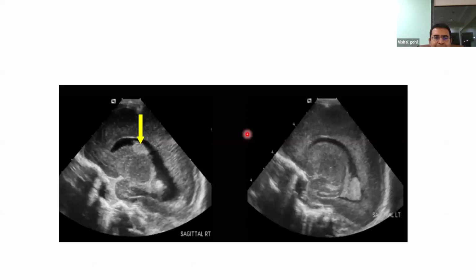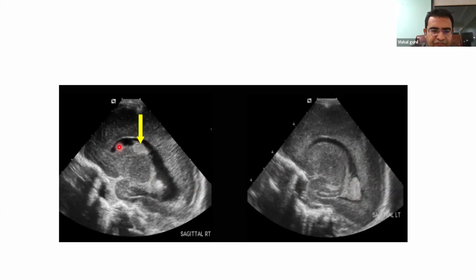What if your choroid plexus has an irregular surface? You can compare both images. This is an irregular surface. This is also an irregular surface. So how will you know whether it is part of the choroid plexus or part of the IVH?